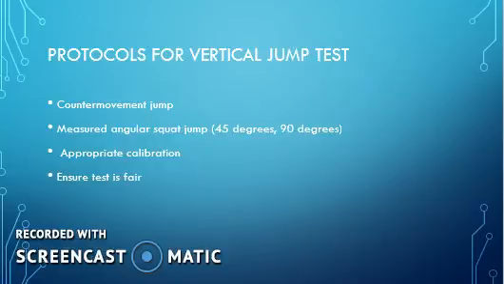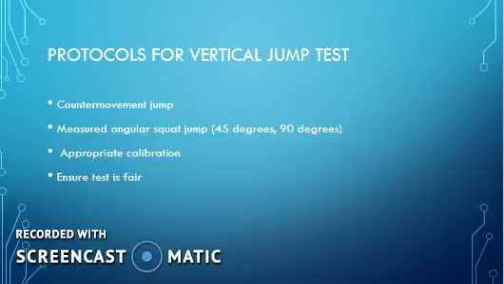The next section is the protocols for the vertical jump test. So we did a jump test to see how high two of our participants could jump, comparing them for a power forward role in a basketball team. And we did a counter movement jump and a measured angular squat jump. In the counter movement jump, they were allowed to use any technique they wanted, using their hands, to see how much force they could generate and how high they could jump.